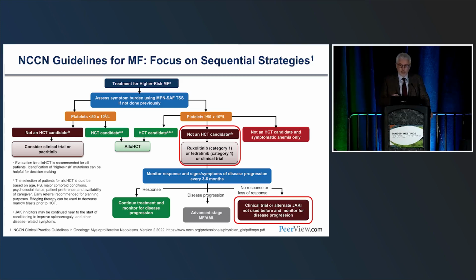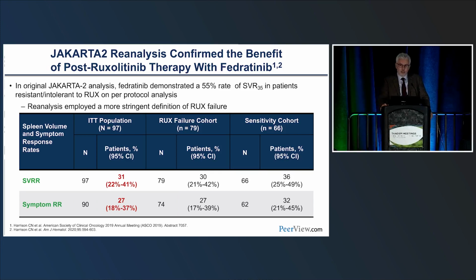The one aspect is that you can stack one JAK inhibitor after the other. There is no reason to say if one didn't work, the other will not. There is no such thing as a resistance to a class of drugs. In fact, there is very solid evidence of activity of fedratinib after ruxolitinib. This is called the JAKARTA 2 study. That was a study open when it was done many years ago to any patient who was previously exposed to ruxolitinib.